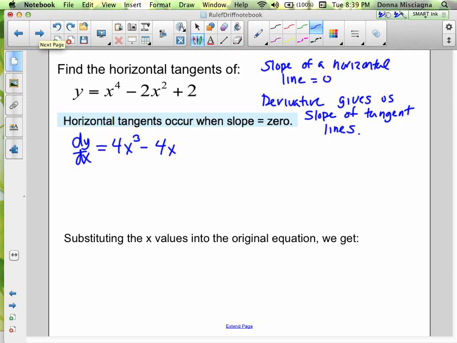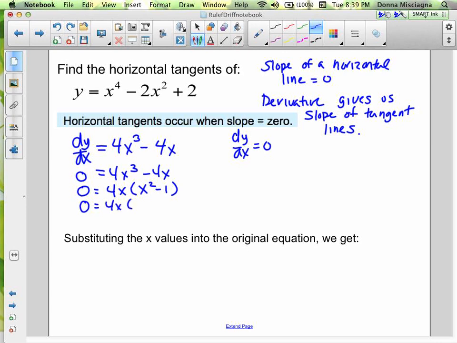All right, so now we want to know when the slope is 0. So we're going to set our derivative dy dx equal to 0. So we have 0 equals 4x cubed minus 4x. So now we'll factor that. We could factor out a 4x. That's going to give us x squared minus 1. And we could factor x squared minus 1. So we've got 4x times x minus 1 times x plus 1.